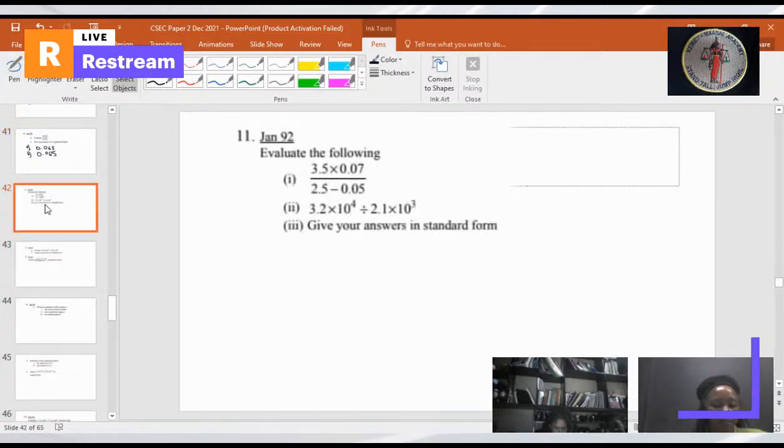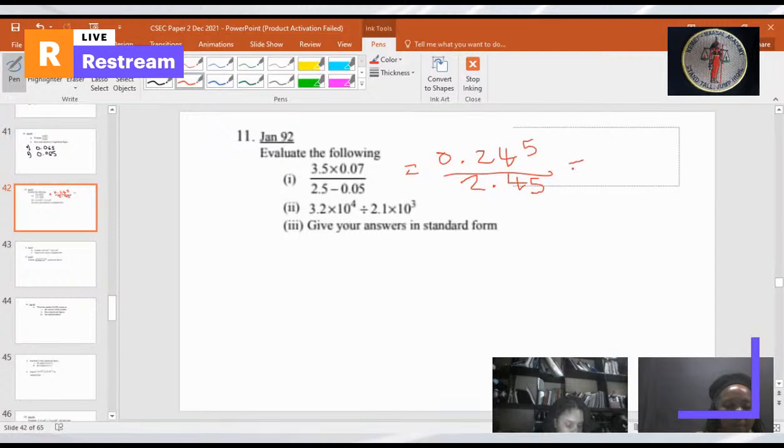All right, Imani. Okay, Nas. So the first thing we're going to do is the numerator. In the numerator, you get what? 0.245. All right, and in the denominator, 2.45. So when you divide them, I got 0.1.